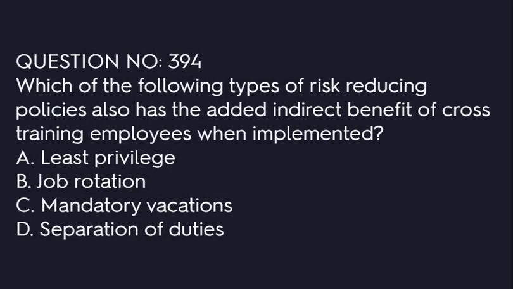Question no. 394. Which of the following types of risk-reducing policies also has the added indirect benefit of cross-training employees when implemented? A. Least privilege. B. Job rotation. C. Mandatory vacations. D. Separation of duties. B.